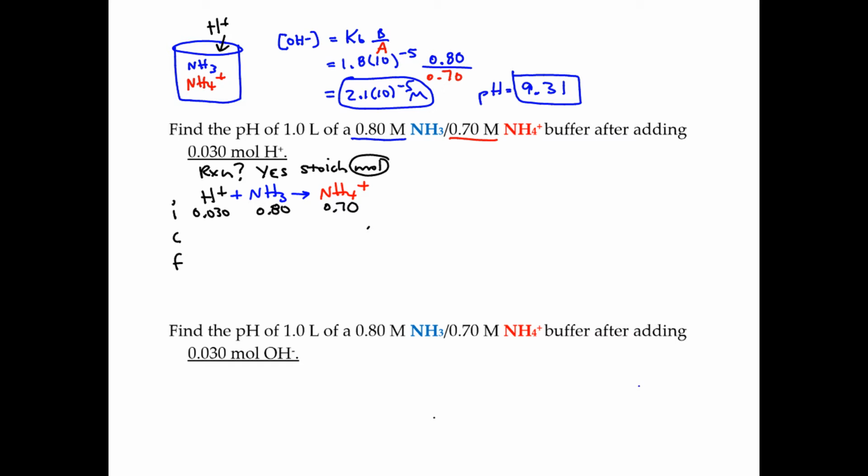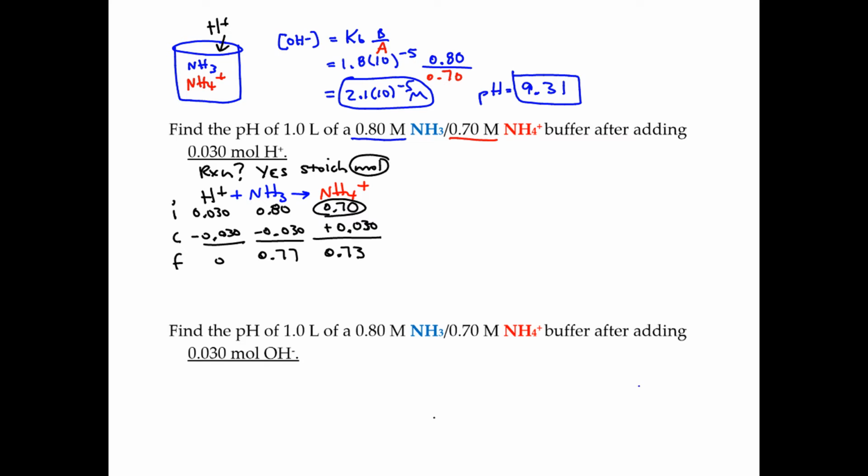This is a classic mistake that a lot of kids make: they forget to write this in the beginning. Don't forget, since it already is a buffer. So the one running out is going to be the H plus. We're going to subtract 0.030 from the left, each thing, and add 0.030 to the right. So when we're all done, this is going to be a 0, this is going to be a 0.77, and this is going to be a 0.73. And now you ask yourself, what do I have? If I have a weak base and its conjugate acid, the answer is I have a buffer. So since I have a buffer, I'm going to do the buffer shortcut.